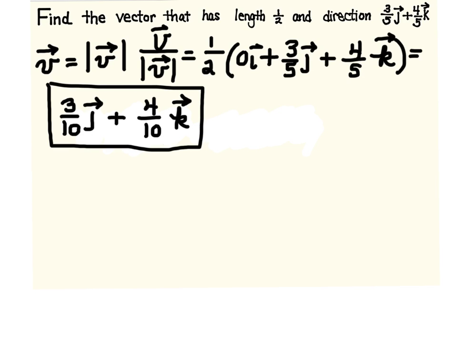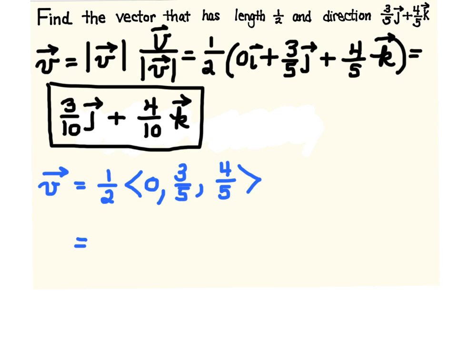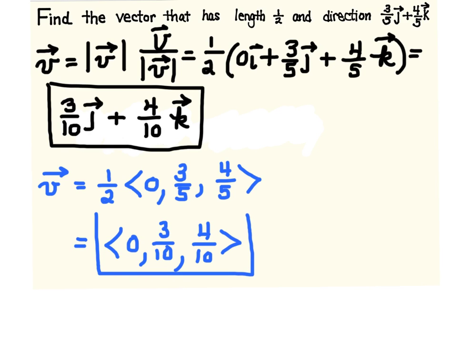And another way to express our answer would be to say that v is equal to 1/2 times, I'm going to write this in component form, 0 in the i direction, 3/5 in the j direction, and 4/5 in the k direction. And we can write this as 1/2 times 0 is 0, 1/2 times 3/5 is 3/10, and 1/2 times 4/5 is 4/10. So this is the other way that we can write this. Let's put a box around it. So 2 ways to write our answer: in linear combination form, which is our first form, or as written in component form.